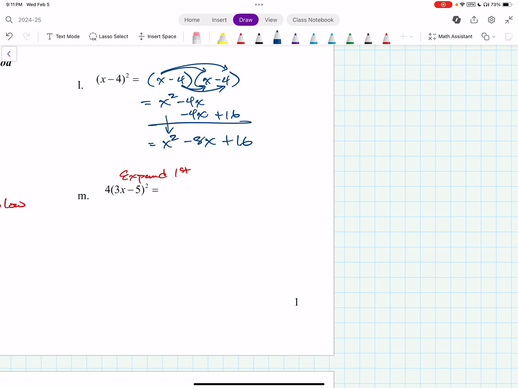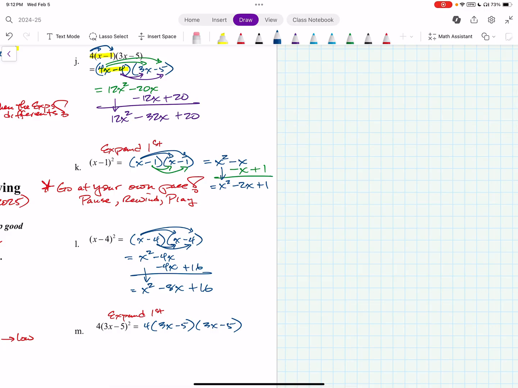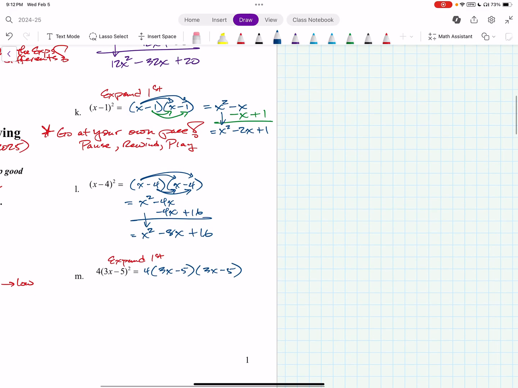All right, so let's check your work here. We're going to expand it first so we can see what it really is. So 4 times 3x minus 5 times 3x minus 5. Now it's just like the one at the top of the screen there. See that? It's the same thing. So you're going to work from left to right, and you're going to multiply by 4 first.